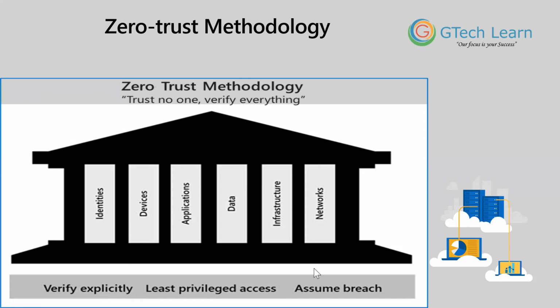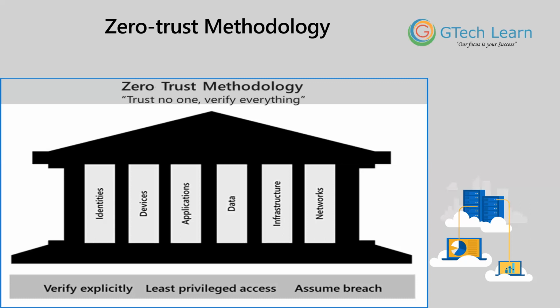The first one is verify explicitly, which means always authenticate and authorize based on the available data points, including user identity, location, device, service or workload, data classification, and anomalies. Whosoever enters your particular resource or your data center, firstly authenticate them and then authorize them based on their role, whatever role has been assigned by the organization.